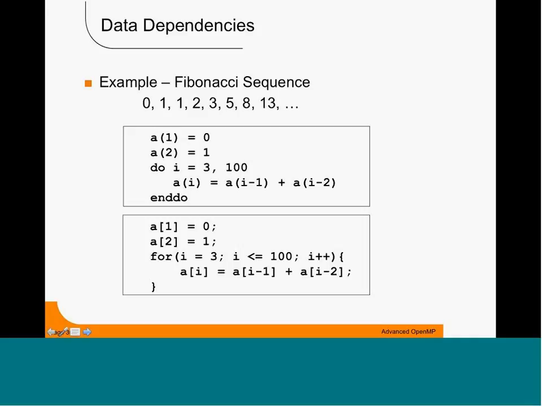So here is the Fibonacci example. The code of Fibonacci looks like A of 1 equal to 0, A of 2 equal to 1, and then iterate. I want to know the first 100 Fibonacci numbers. So do I equal to 3 to 100, A of I equal to A of I minus 1 plus A of I minus 2, right? So the current value depends on the previous two values.